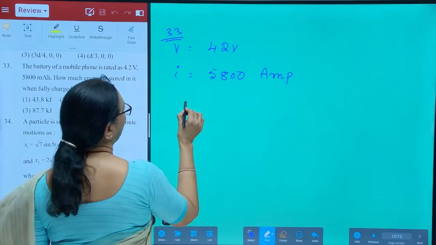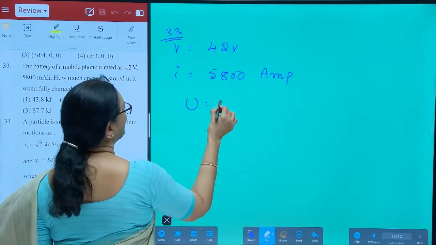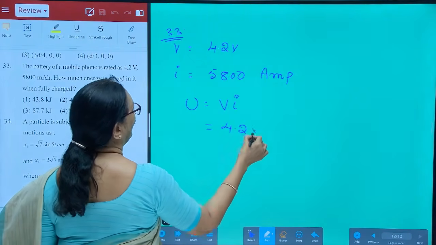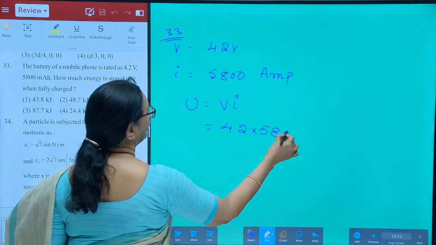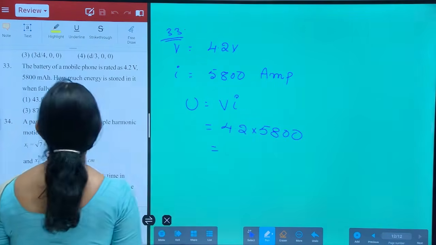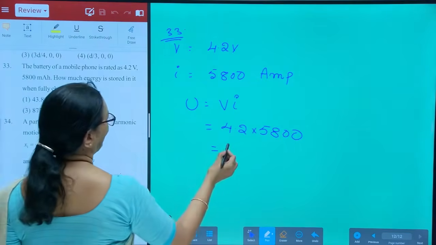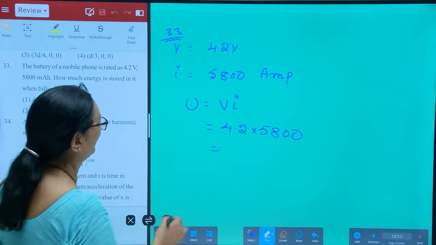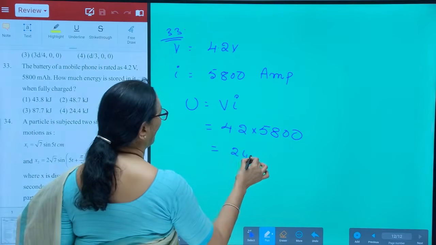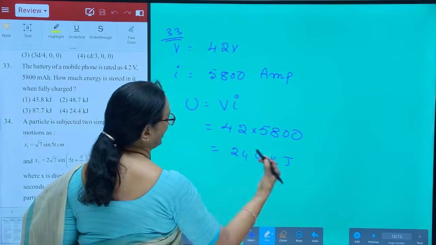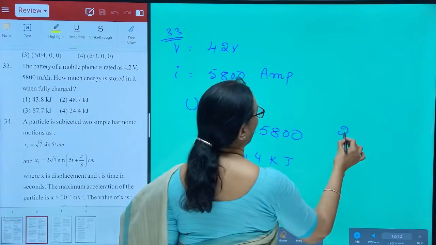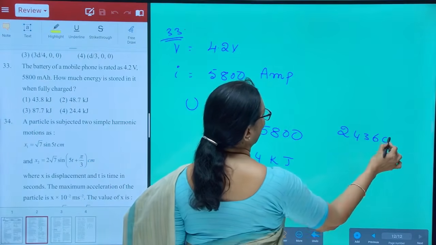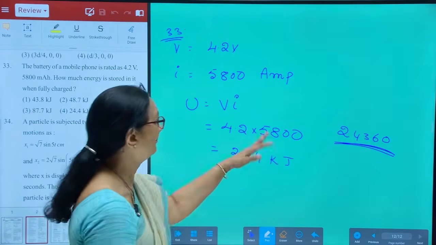So, here when fully charged, the energy stored expression is just VI. That is 4.2 into 5,800. See, 6 4s are 24. It comes around 24. So, 24.4 kilojoules. Actually, you will be getting like this, 24,360 approximately on multiplication.